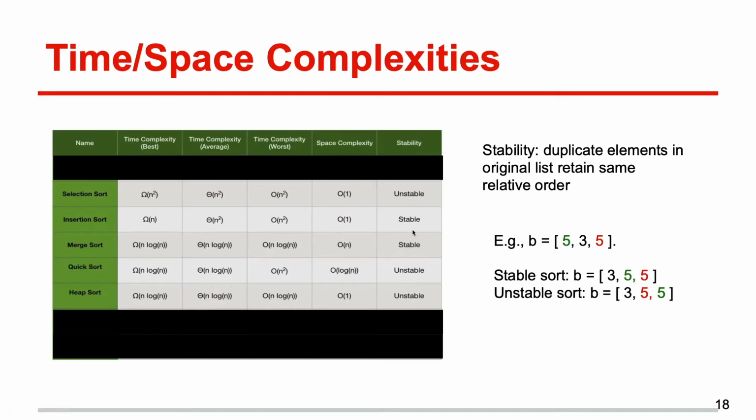We should also take note of the stabilities. You can recall that stability is basically that duplicate elements in the original list retain the same relative order. So if you're sorting this array, you want the first 5 to always be before this red 5, right?